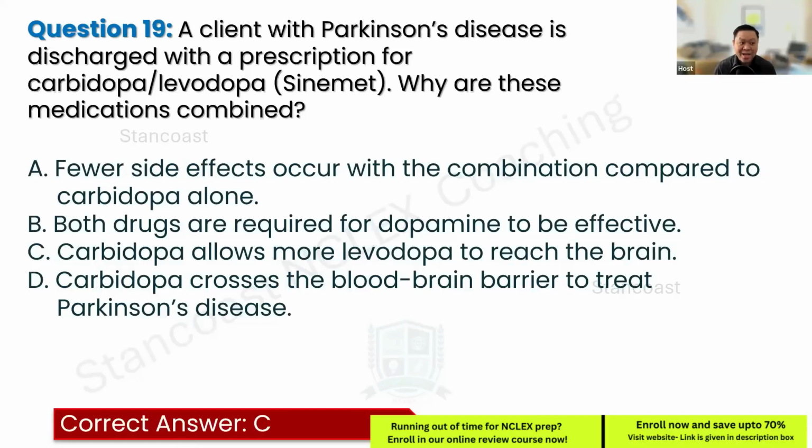Now, if you selected letter A, this is incorrect because carbidopa is not administered alone. It's used together with levodopa to enhance effectiveness. Now for letter B, this is also incorrect because levodopa alone can act as a dopamine precursor. Carbidopa does not directly contribute to dopamine production. And letter D is also incorrect because carbidopa does not cross the blood-brain barrier, but it facilitates the levodopa's effectiveness in the central nervous system.